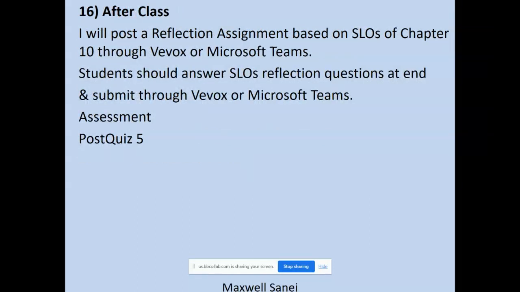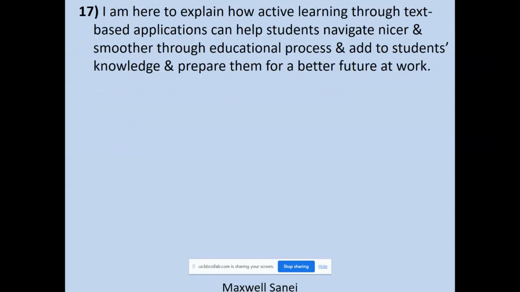After class, I will post a reflection assignment based on the SLOs of the chapter through Vbox or Microsoft Teams. Students should answer the SLO reflection questions at the end and submit them through Vbox or Microsoft Teams. We have an assessment, which is post-quiz 5.